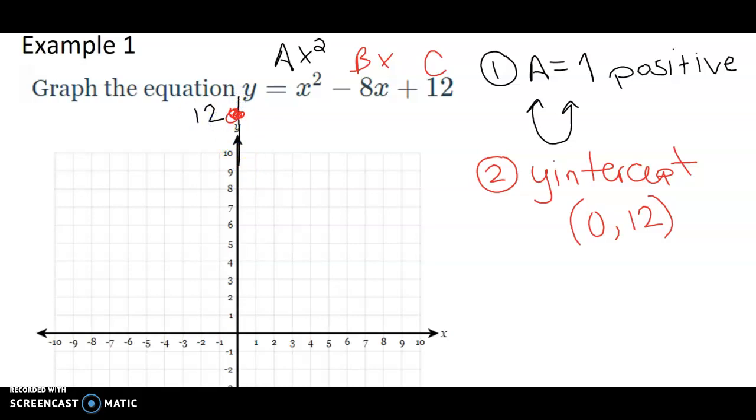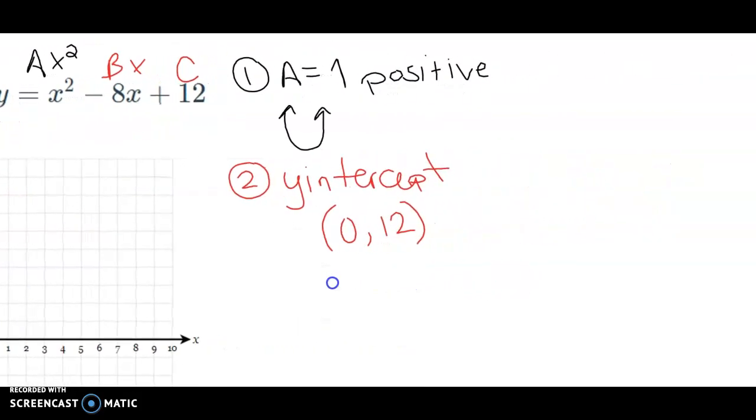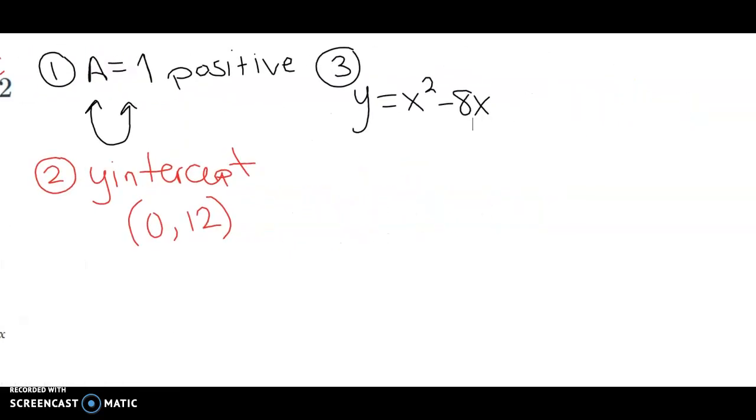So right off the bat, I could tell those two things. Now we got to do the x-intercepts. This is where it takes a little bit longer time. So I'm going to write it over here. I'm going to write my third step. I'm going to have y equals x squared minus 8x plus 12.